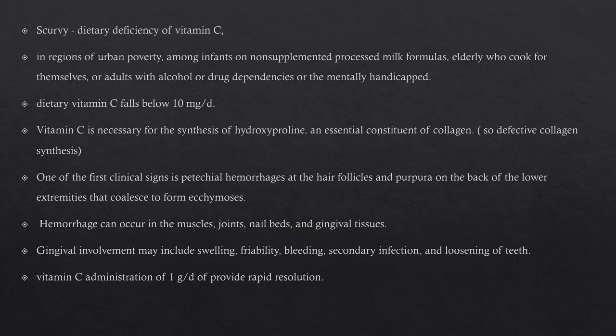So one of the first clinical signs are petechial hemorrhages in the hair follicles, and the extremities in the lower back show petechial hemorrhages which coalesce to form ecchymosis. Hemorrhage can occur in the muscles, joints, nail beds, and gingival tissue. So gingival involvement may show signs such as swelling, friability, bleeding. Secondary infection can occur, and loosening of teeth. So the treatment is 1 gram per day of vitamin C to provide a rapid resolution.